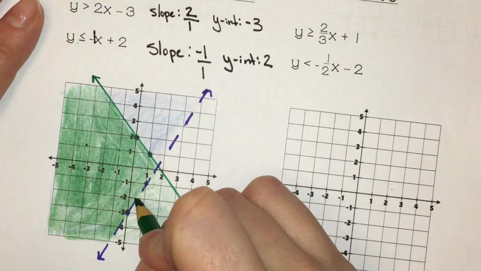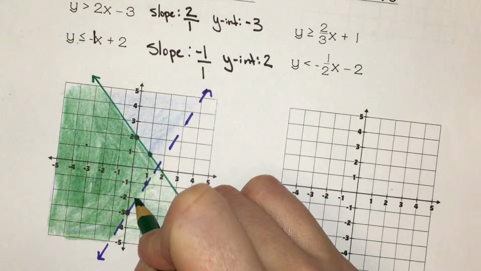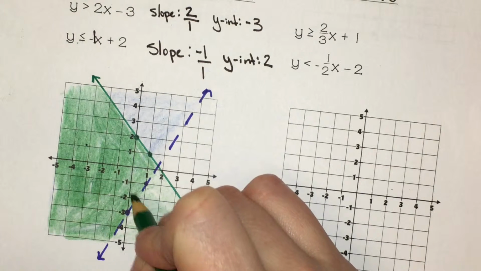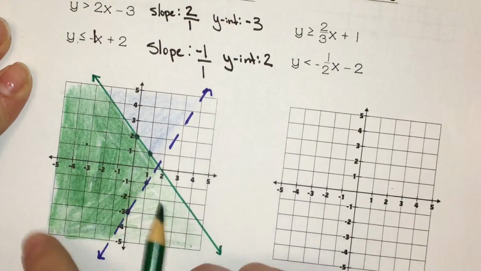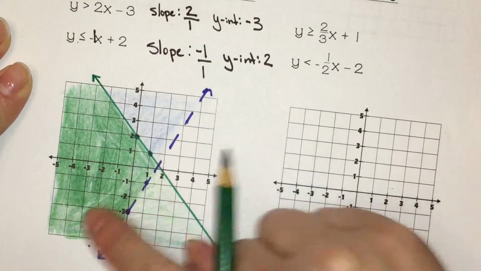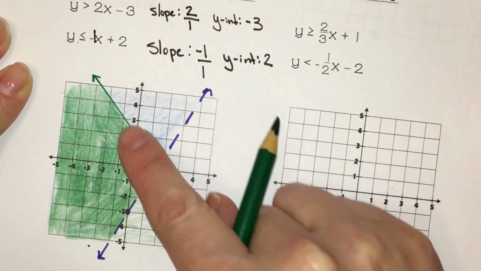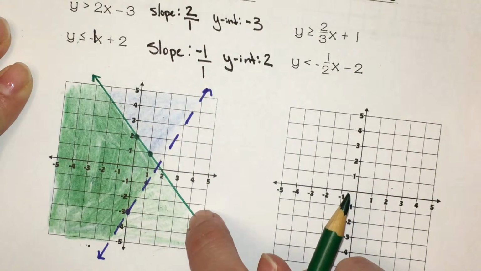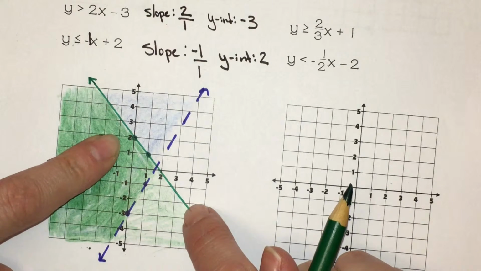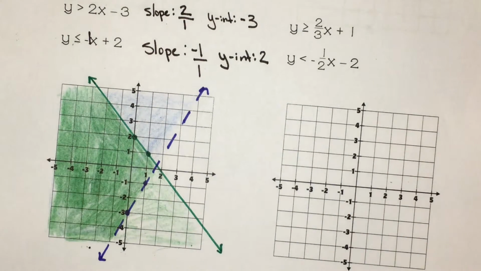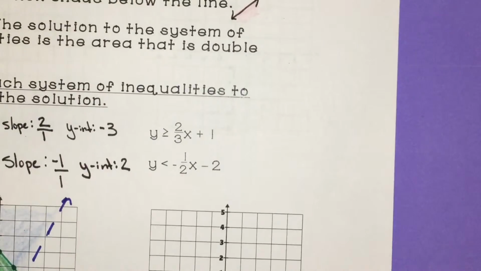This point would not be part of the solution because if it's dashed, it's strictly either greater than or less than the line. In this case, it's greater than because we're above the line. So over here is all that's my solution, including points on this line. Not down here though, because that's not area that's double shaded. It's not bordering the double shaded. All right, so let's try one more, then I'll let you try two on your own.